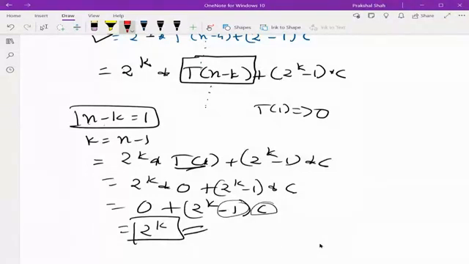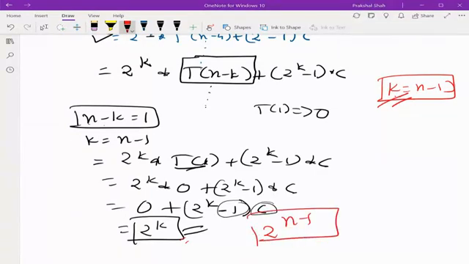Yes, Joseph is right. You have to put k equals to n minus 1. If you do that, you will get that particular answer. And after getting this answer, you can put T of 2 to the power n minus 1 here. Also, you can continue this particular thing further.